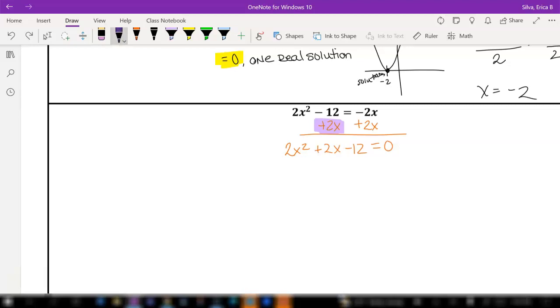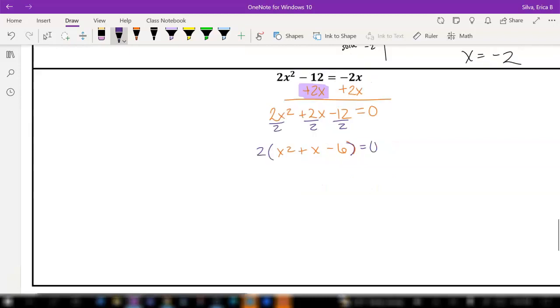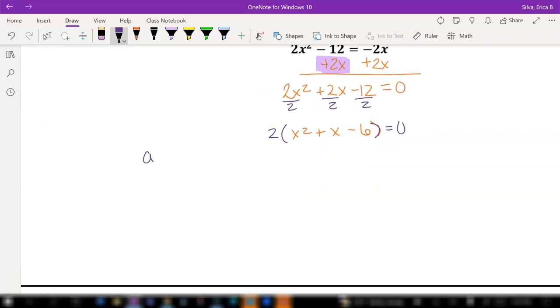Now if we look at these three terms, again they have a greatest common factor of 2. So let's go ahead and divide each one by 2. Now we can put it on the outside since we did factor it, but it's not going to change our answer because we're looking at the solutions. It doesn't affect the solution. Alright, so from here, we're going to go A, B, and C. Our A is 1, our B is 1, and our C is negative 6.